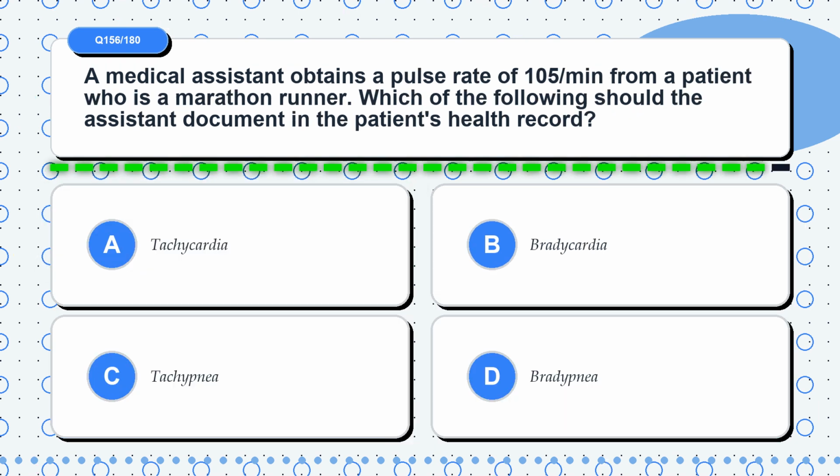Question 156. A medical assistant obtains a pulse rate of 105/min from a patient who is a marathon runner. Which of the following should the assistant document in the patient's health record? Here are the options. Option A, Tachycardia. Option B, bradycardia. Option C, Hypopnea. Option D, bradypnea.